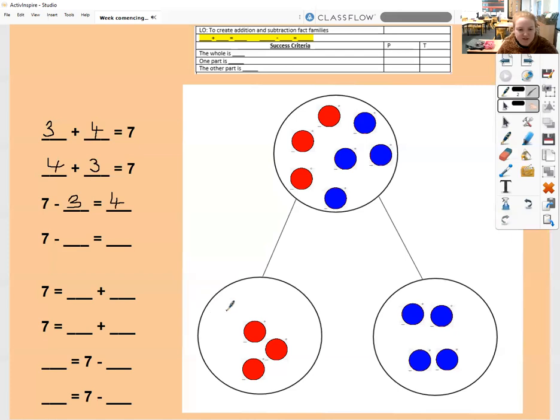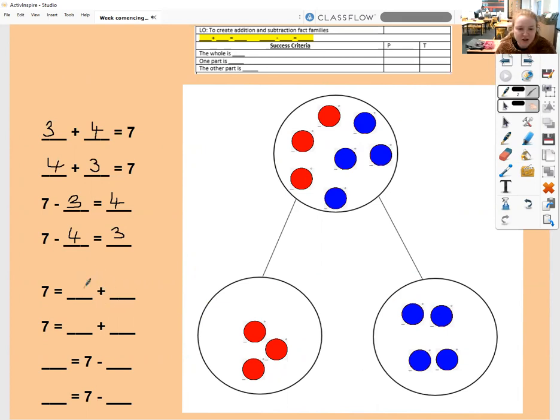And our other fact family is going to be our whole, which is 7, subtract our first part. So last time our first part was 3. So this time our first part is going to be 4. 7 subtract our first part, which is 4, equals our remaining part, which is 3. Fantastic. Okay, let's keep going.